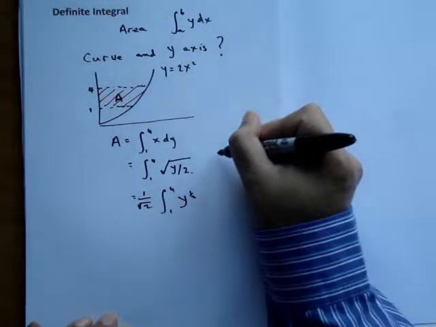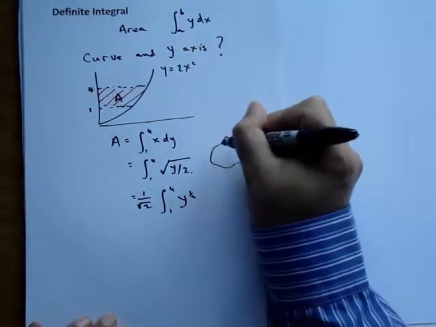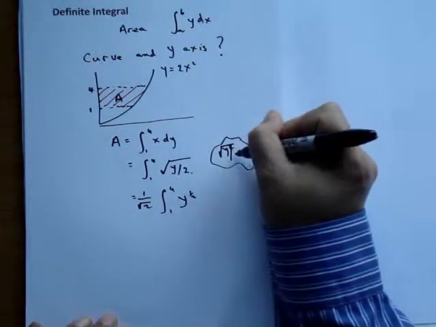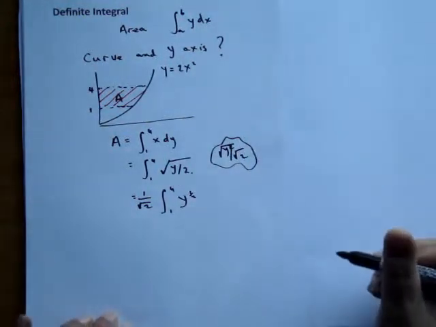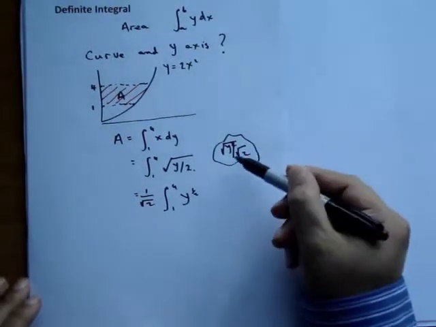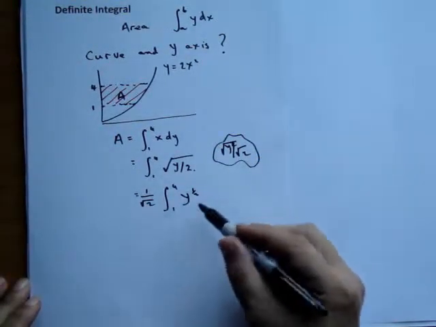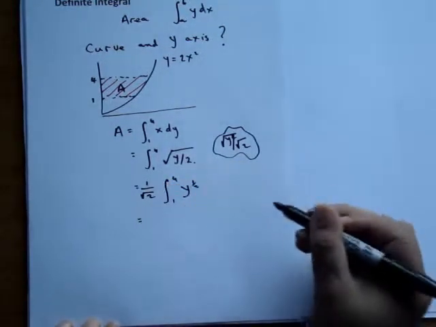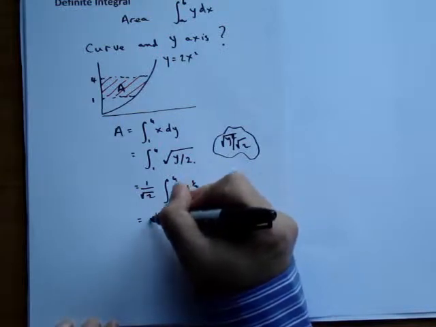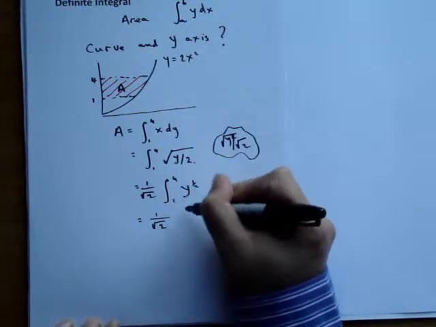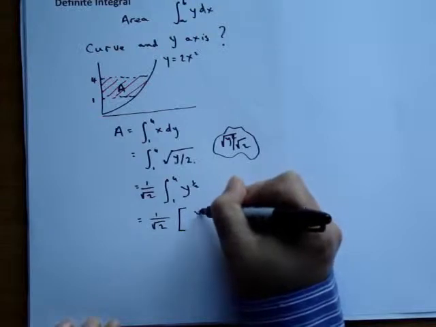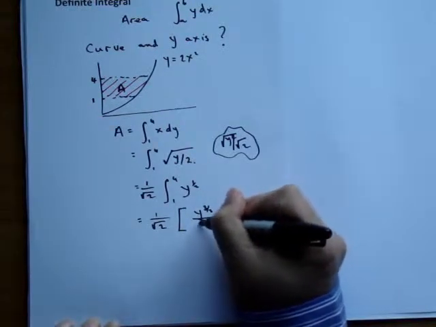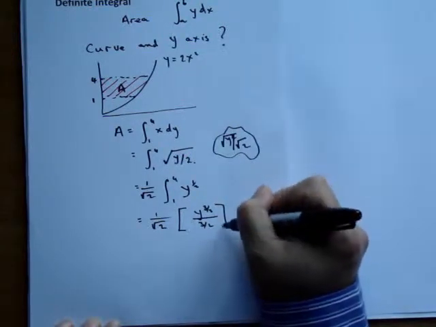So we did this as a little thought bubble. The square root of y divided by square root of 2, so 1 over square root of 2 then comes out, and then we're left with that. And when we do the integral, we get 1 over square root of 2 times, in brackets, y to the power half plus 1, so 3 over 2, over 3 over 2, between the limits 1 to 4.